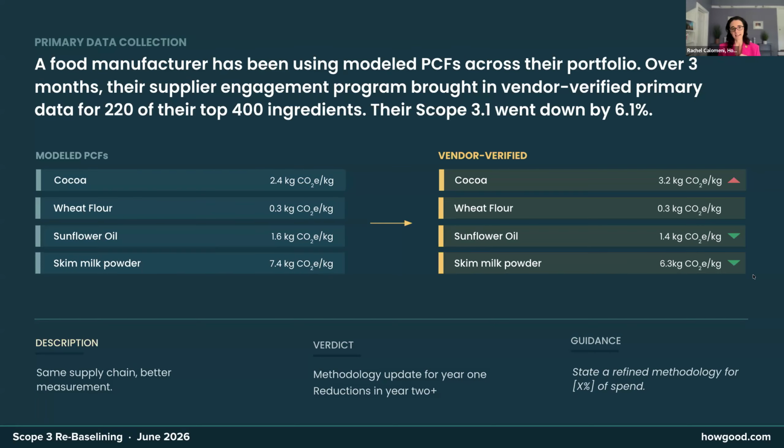The same rule as the LSRS scenario, this is a methodology update, full stop. You can't claim that 6.1% as a reduction, but you can and you should disclose it as a methodology refinement. Name the share of spend it covers and signal that better data is now powering your future reduction work, which is where we're going next.